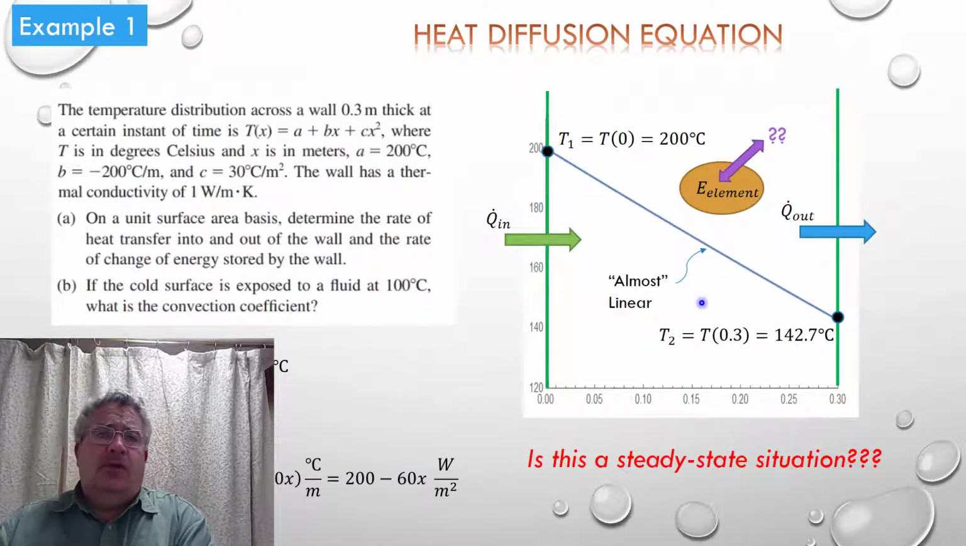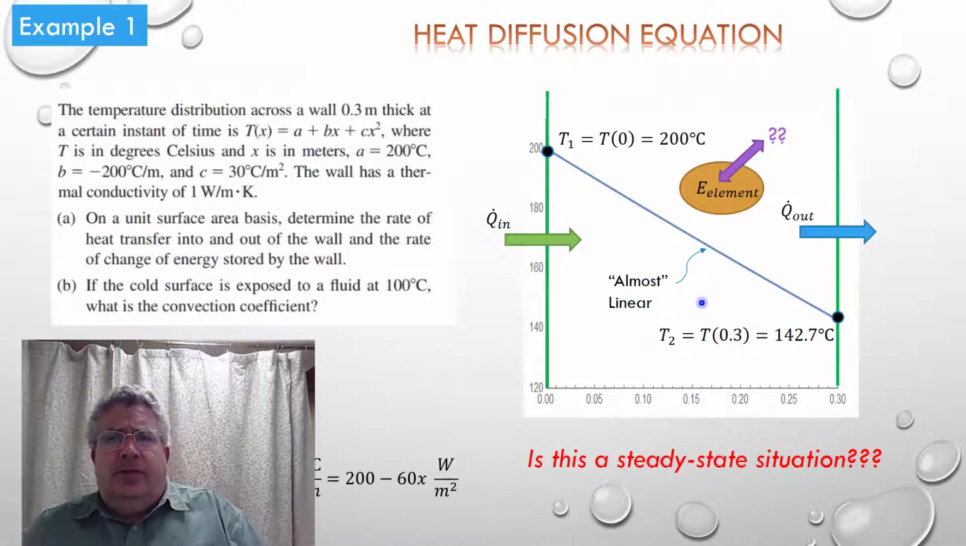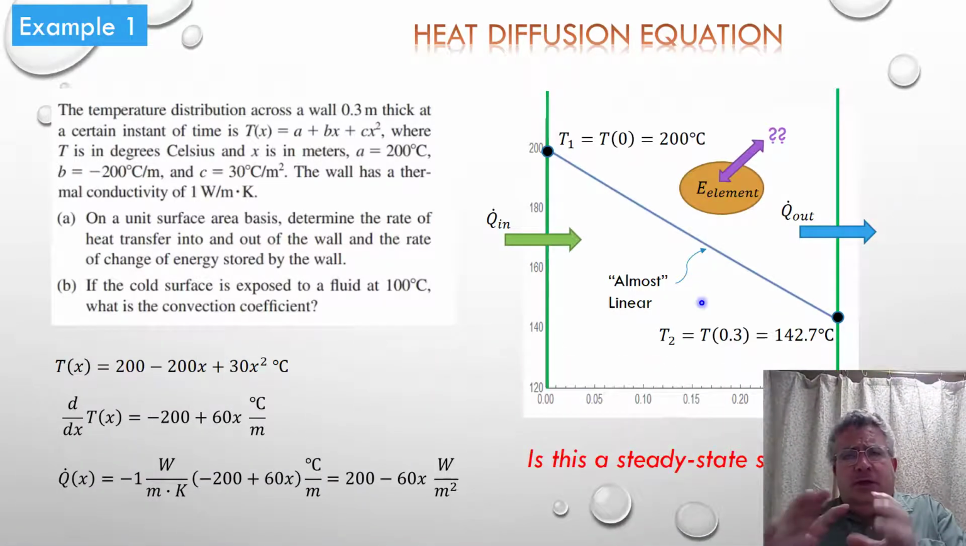All right, so I just want to quickly go through one example. This is an example from another textbook, but I do like this type of example because it allows us to manipulate the heat diffusion equation to a certain extent. So what we're being told here is the temperature distribution across the wall that's 0.3 meters thick at a certain instant in time.